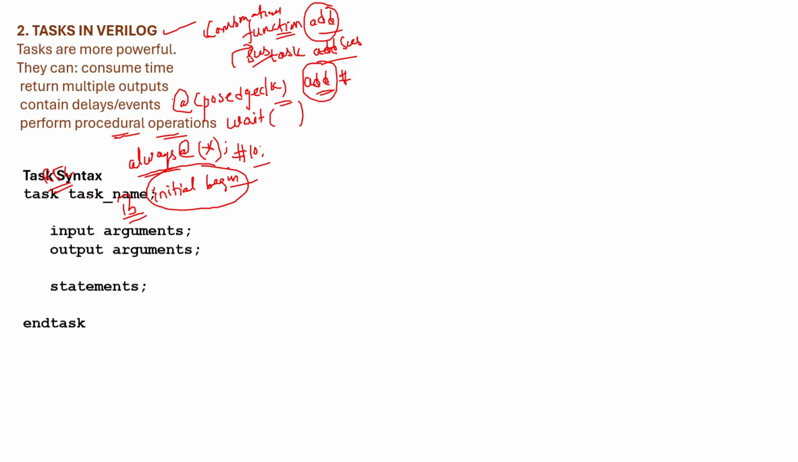So this is the basic syntax for the task: task name, then the arguments list with input arguments and output arguments, and some statements you will write, and then end the task. Inside the task we can write many statements, and delays are also allowed.